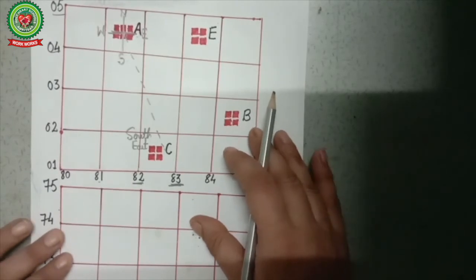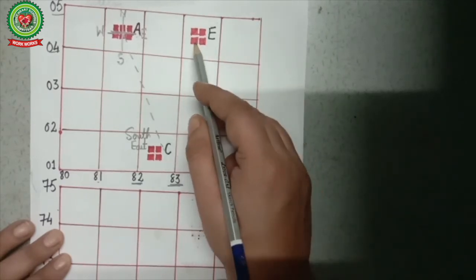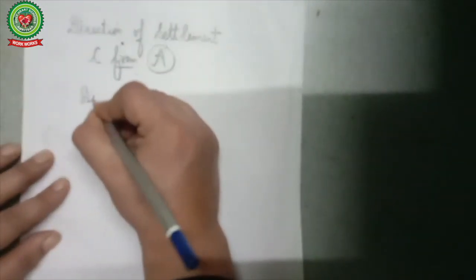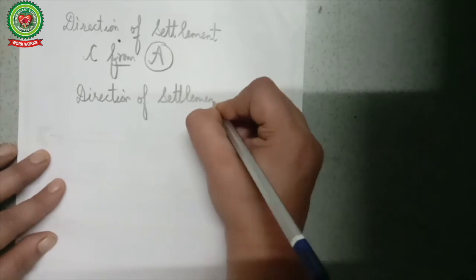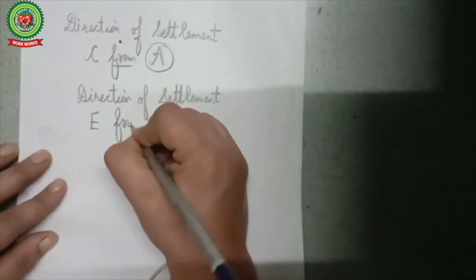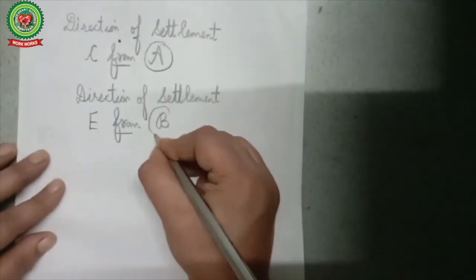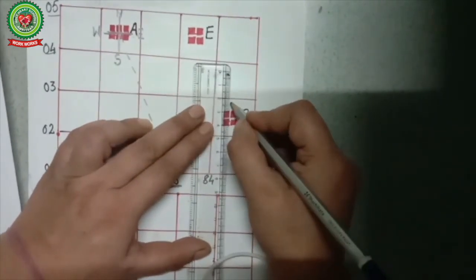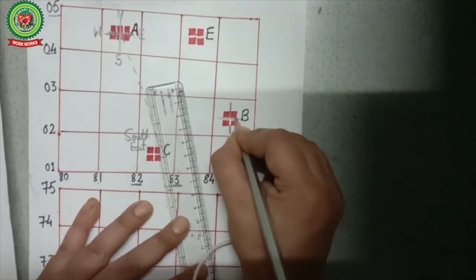Let us find out the direction of settlement E from settlement B. So our question is the direction of settlement E from settlement B. Now "from" is written along with settlement B, so we'll make our direction chart in the center of settlement B. This way we'll mark it center.